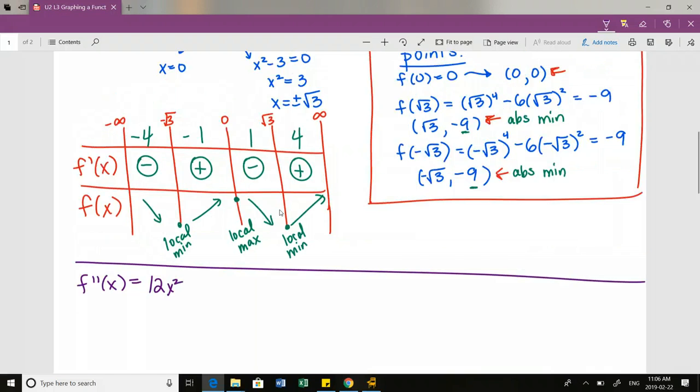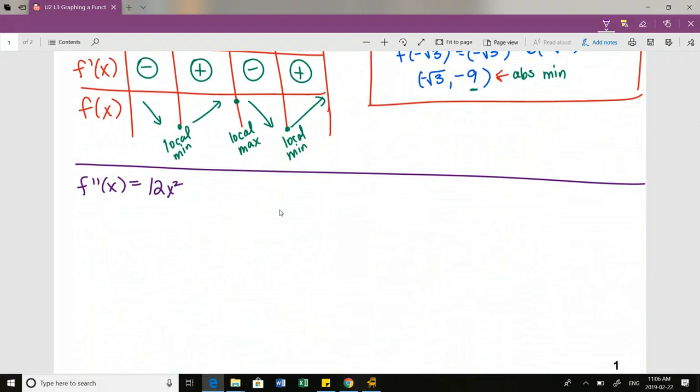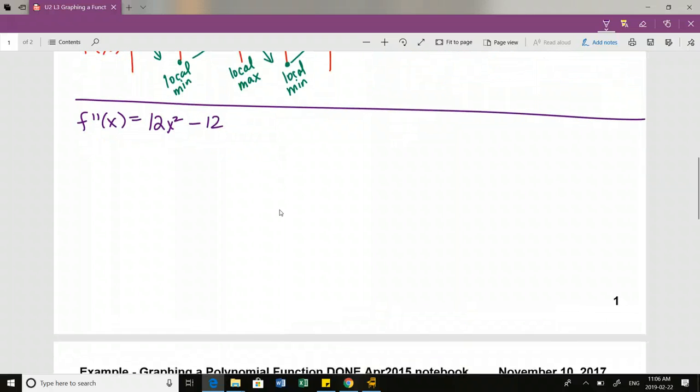12x squared minus 12. And in order to find points of inflection, we're interested in where our second derivative is equal to 0. So I'm, again, common factoring here. And, oh, interesting, x squared minus 1. This looks familiar. Looks like it maybe occurred somewhere on your test that you just did, which is a difference of squares.